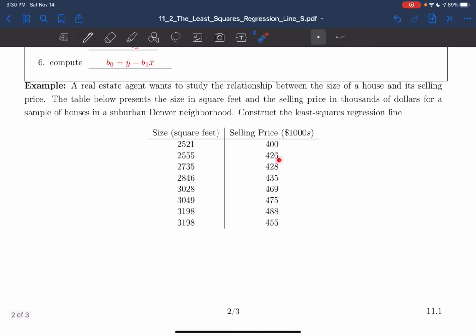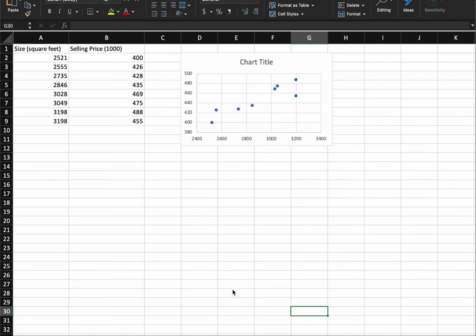We're going to revisit the example about the size of houses and their selling price. So let me just go to Excel real quick. I open up a new Excel sheet and notice that I already input our data set. Again, the X value is the size of the houses, and the Y value is the selling price of each house. I also made the scatter plot already right here. So the goal is to compute our least square regression line. We need to compute B1 and B naught, B0. And to do this, we need the following results.